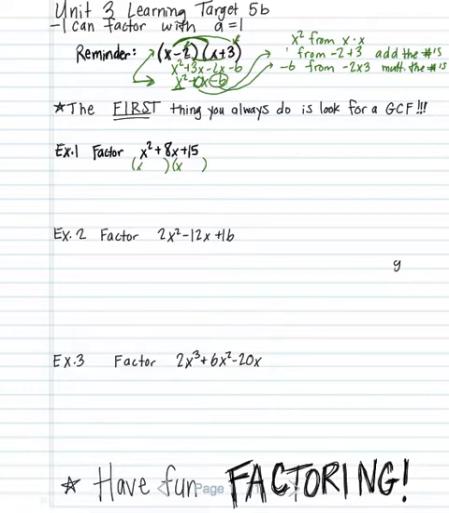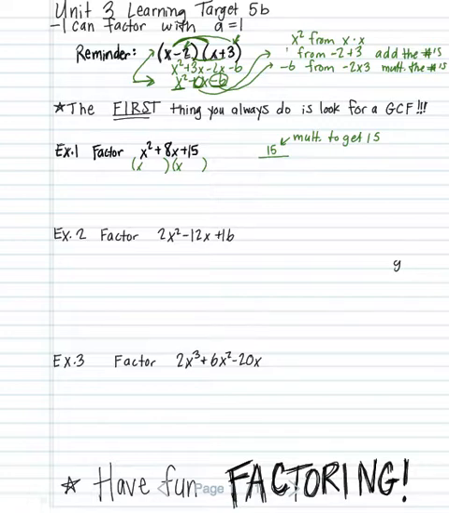So we want to know what's going to multiply to get 15, and we want it to add together to get 8. So if it doesn't come to you right at the first thought, just start with 1. We know that 1 times 15 is 15, but if we add those together, we're going to get 16. So that one doesn't work.